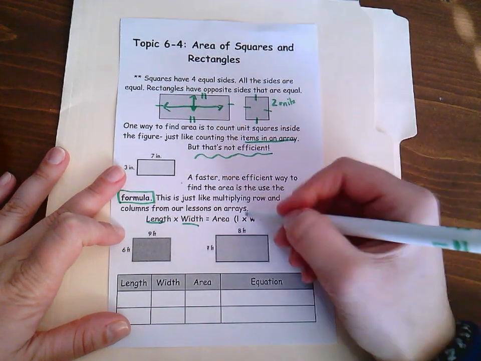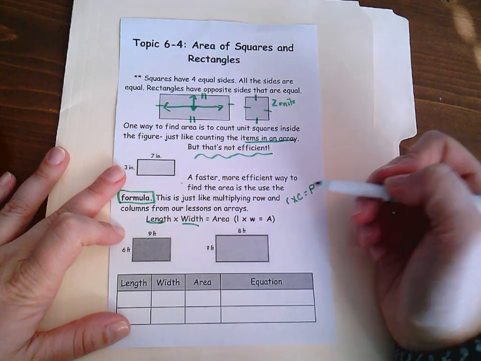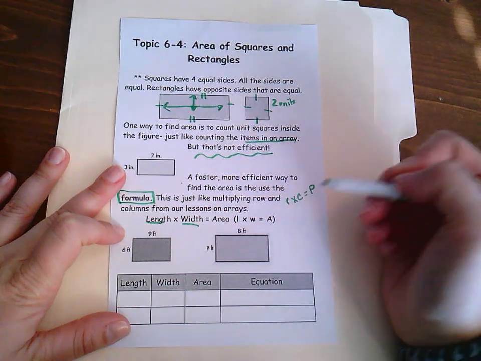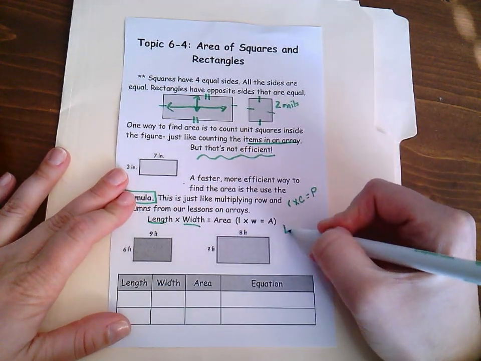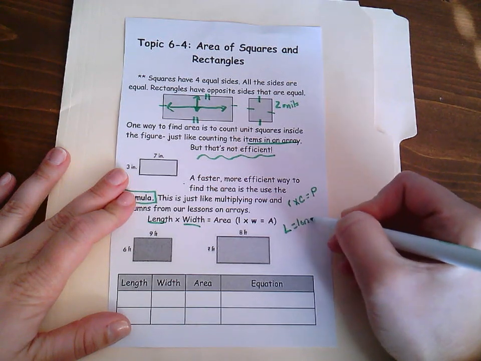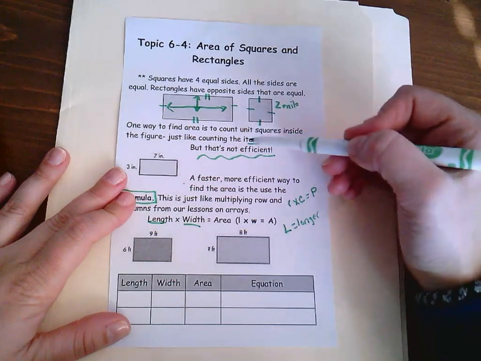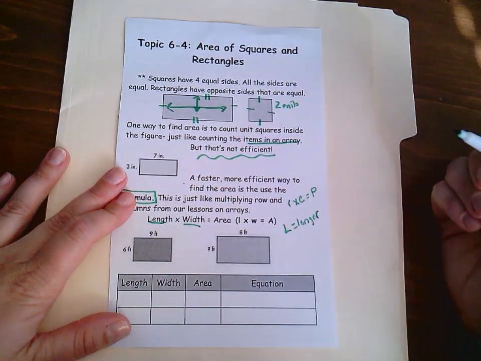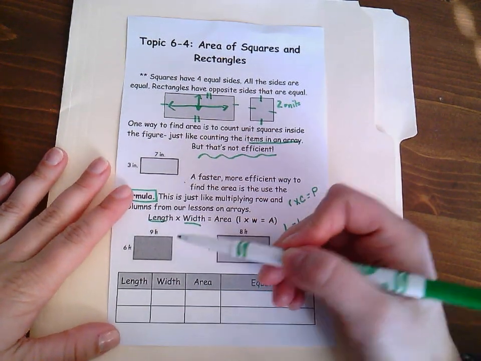So our new formula is going to be L times W equals A. We know that we can switch those factors around and say W times L equals A. Either way will get us the right answer. I usually go with the length being the longer side. Sometimes our length and width are going to be equal, like in a square. But that doesn't really matter because it'll always give us the same answer no matter the order. So let's go ahead and get started.